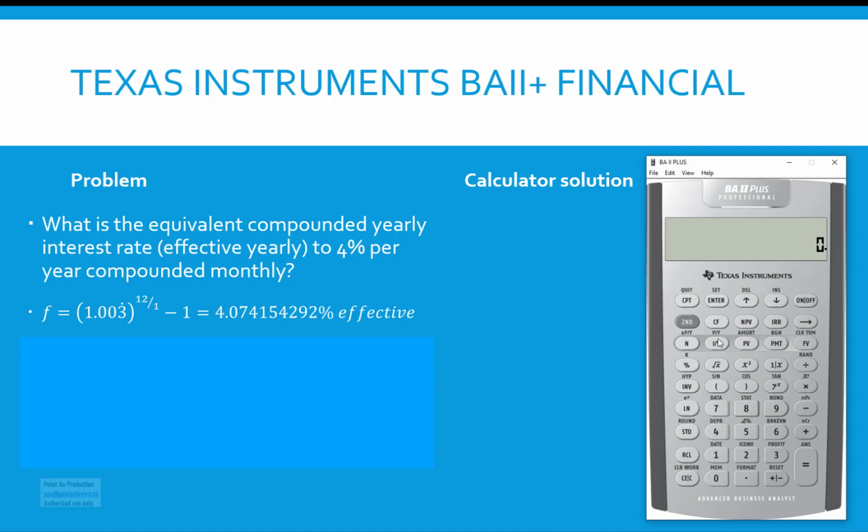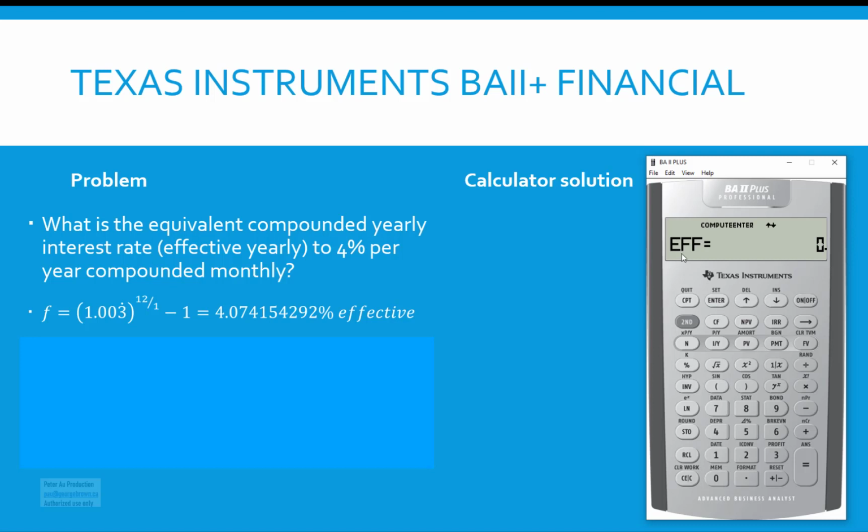We convert by pressing second function, ICONV or interest conversion, and the interest conversion window pops up. NOM stands for nominal interest rate. The nominal interest rate in this problem is 4% per year, compounded monthly. Press 4, then press enter. Press the up arrow button to go to C/Y or compounds per year. Since it's 4% per year compounded monthly, I know that there are 12 compounds per year. Press 12, press enter. Press the up arrow button.